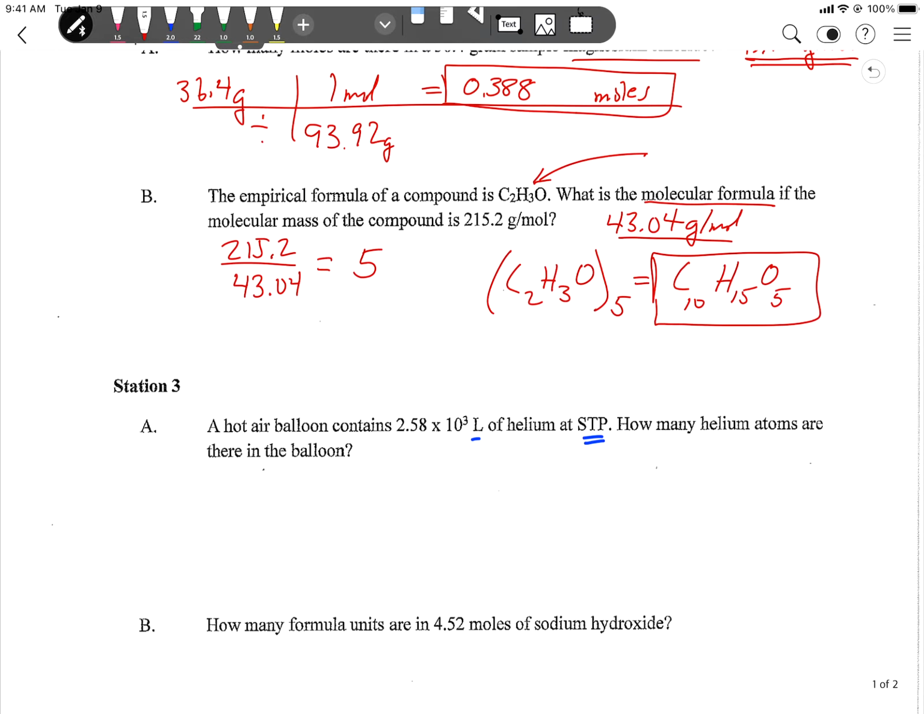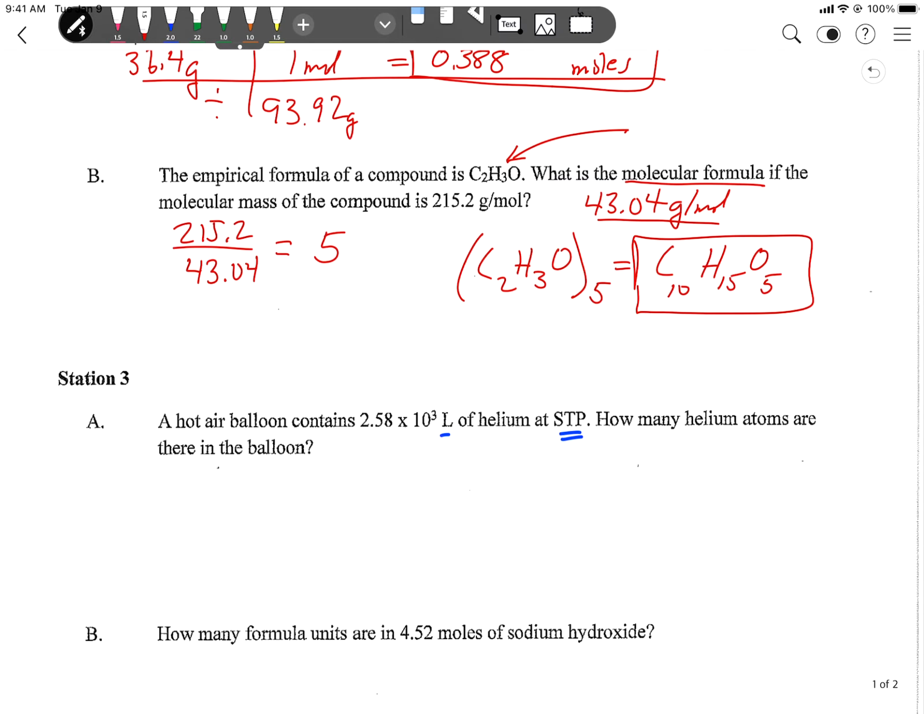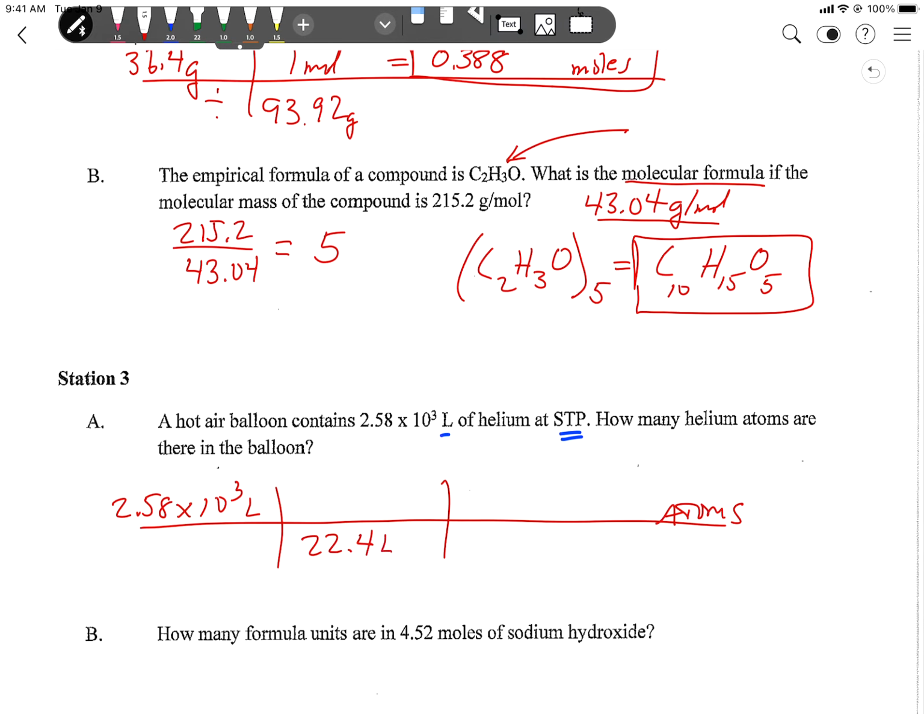A hot air balloon contains 2.58 times 10 to the third liters of helium at STP. How many helium atoms are in the balloon? Okay, set it up again. We're looking for atoms here, and we have liters over here, 2.58 times 10 to the third liters. This is a two-step problem. So on our flow chart, we're going to have liters, and for 1 mole here, then 1 mole on the bottom, and 6.02 times 10 to the 23rd on the top because our flow chart says so.